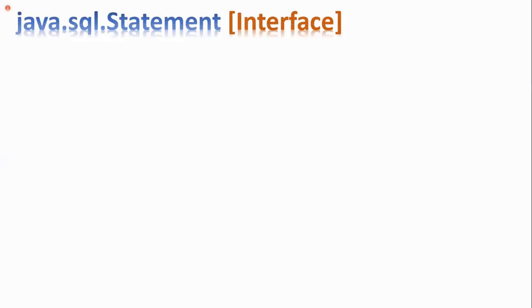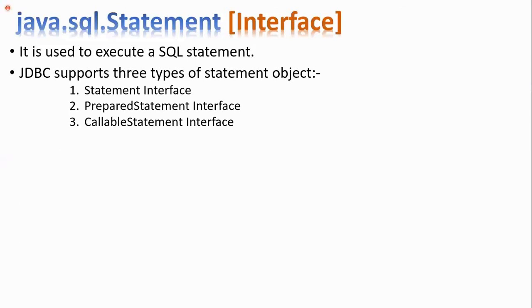What does this SQL Statement interface mean? I'm talking about Statement, PreparedStatement, CallableStatement, createStatement. Why we are using all these things is what we have to understand. Why we use it is to execute a SQL-specific statement or SQL-specific query. Next one, JDBC supports 3 types of statements. What are they? Statement interface, PreparedStatement, CallableStatement. All 3 are interfaces. I hope I'm completely clear.